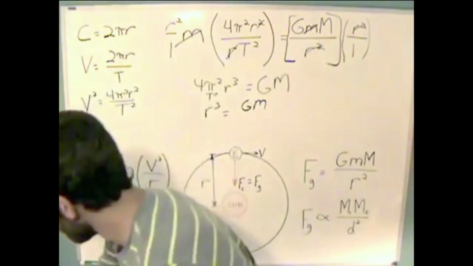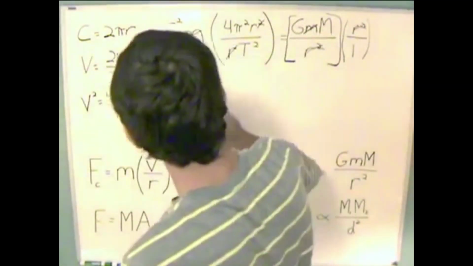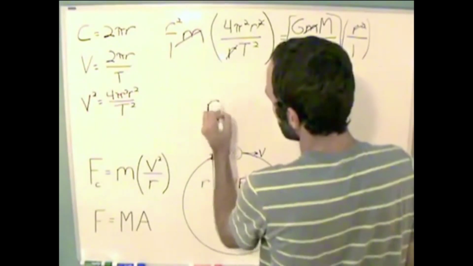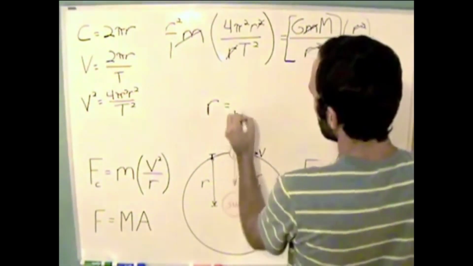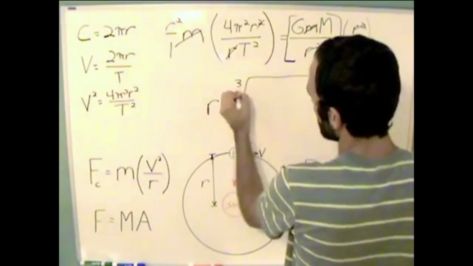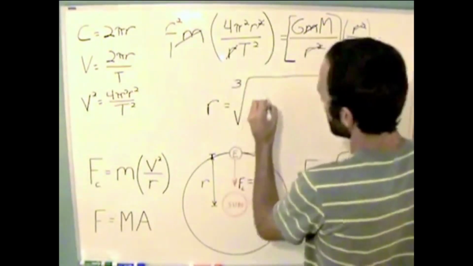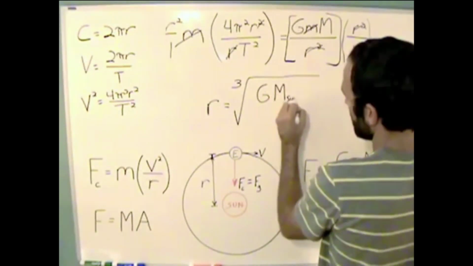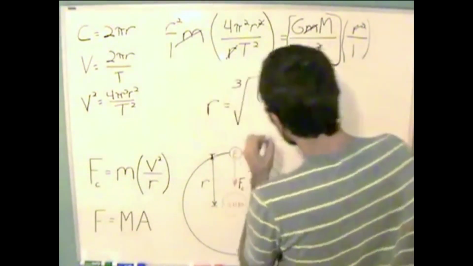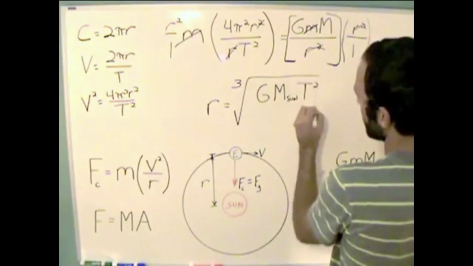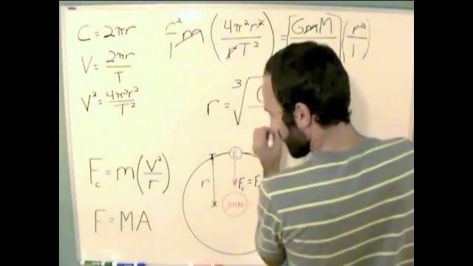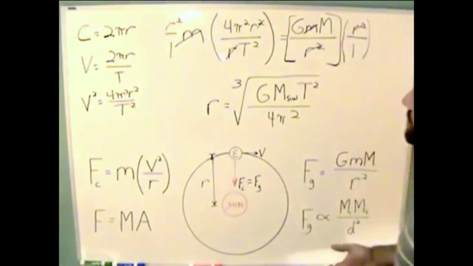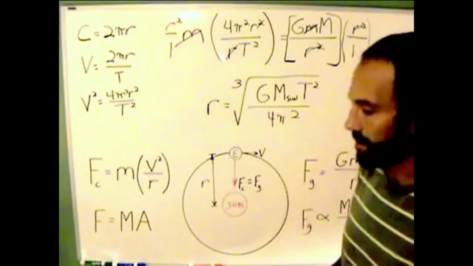I'll just write this out. Instead of doing all the algebra for you, I've already done it, and if you look this up, this is the period equation. R ends up being, so I'm not boring you with all the algebraic steps, the cube root of the gravitational constant times the mass of the sun times the period squared over 4 pi squared. That's what this breaks down to. You can solve for r.